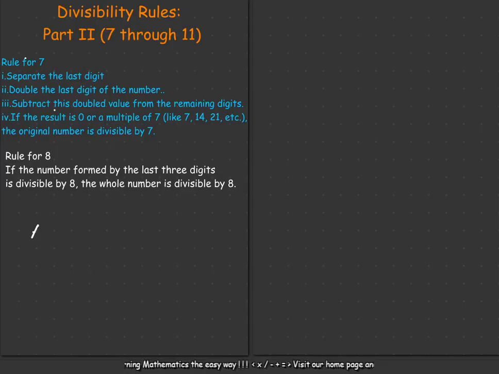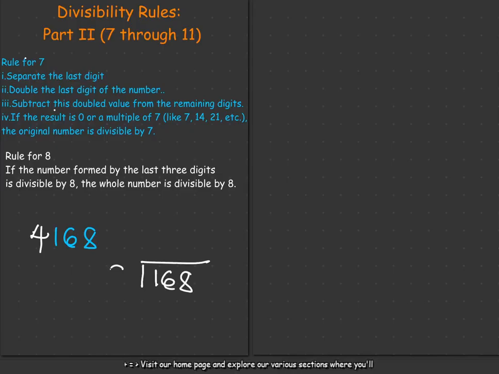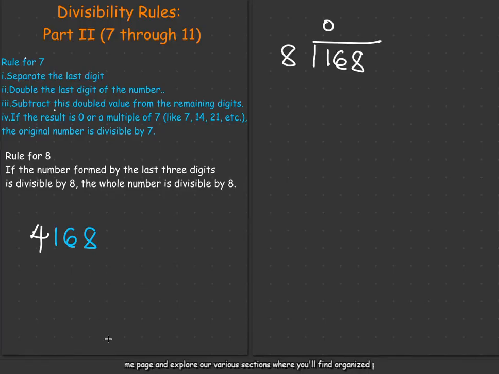We have 4,168. We want to determine whether or not this number here is divisible by what? 8. So what do we do? We want to rather confirm if the last three digits are divisible. You see, so the 168. So you can quickly confirm that with your long division. So we have 168. Then our 8 comes outside. 8 divides 1, 0. Then 8 times 0, we have a 0 there.